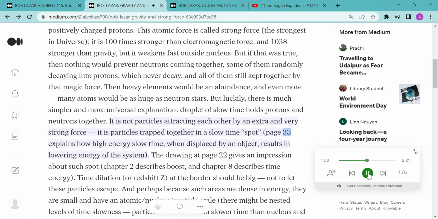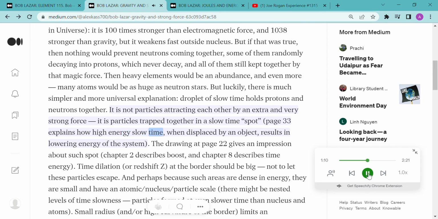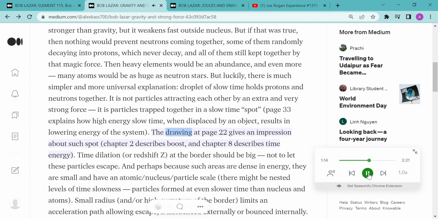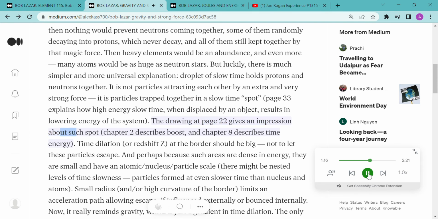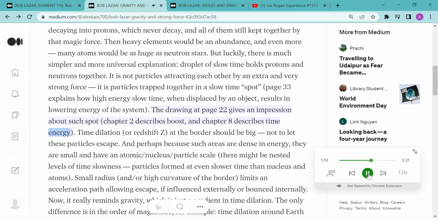Page 33 explains how high energy slow time, when displaced by an object, results in lowering energy of the system. The drawing at page 22 gives an impression about such a spot. Chapter 2 describes boost, and chapter 8 describes time energy. Time dilation, or redshift z, at the border should be big, not to let these particles escape.